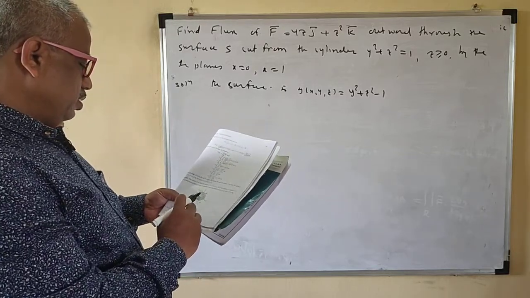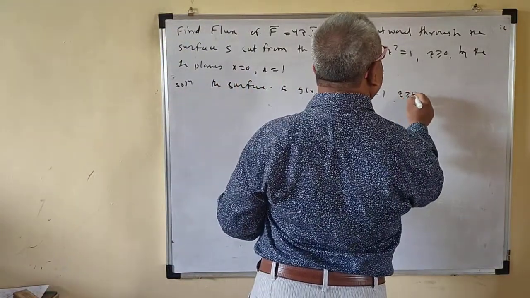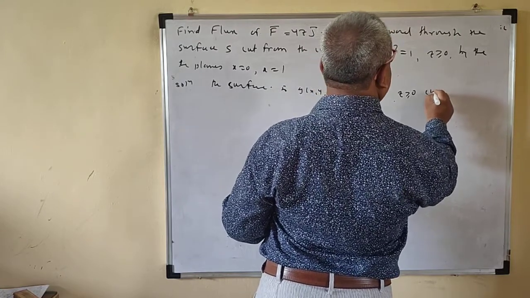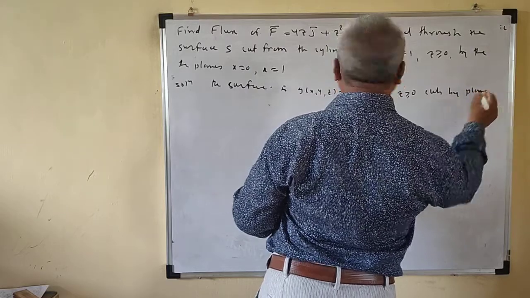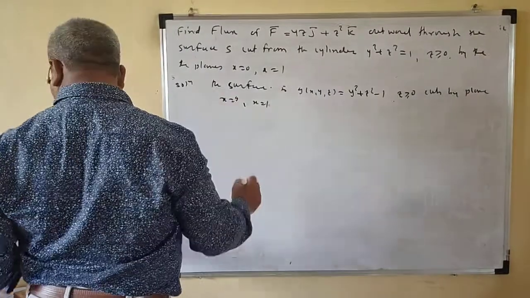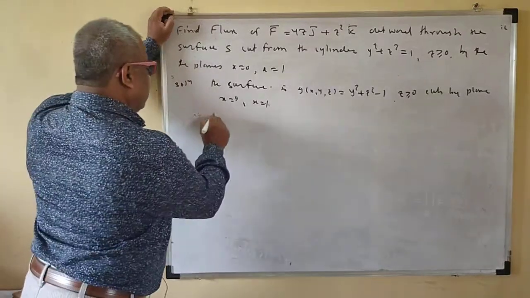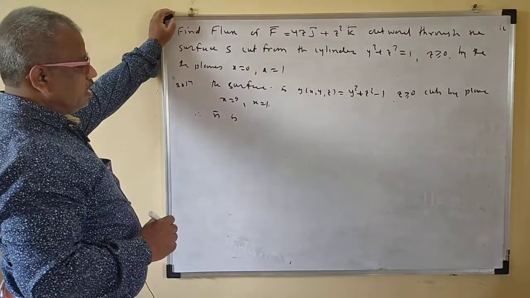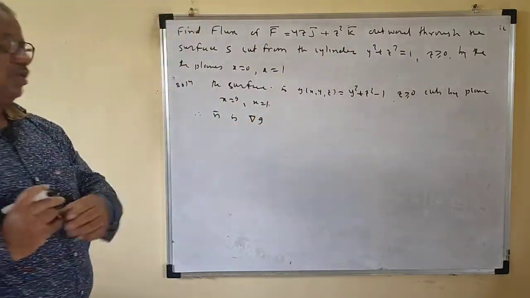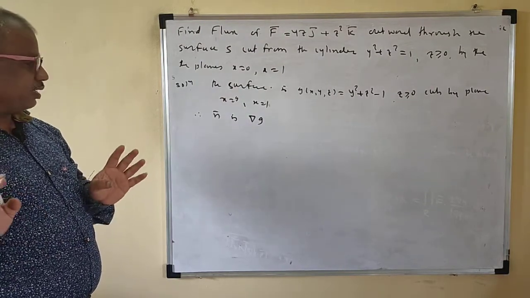This is the surface z greater than or equal to 0, cut by the planes x equals 0 and x equals 1. Okay, so therefore n bar is ∇G. n bar means the outward normal vector, not the unit normal vector.